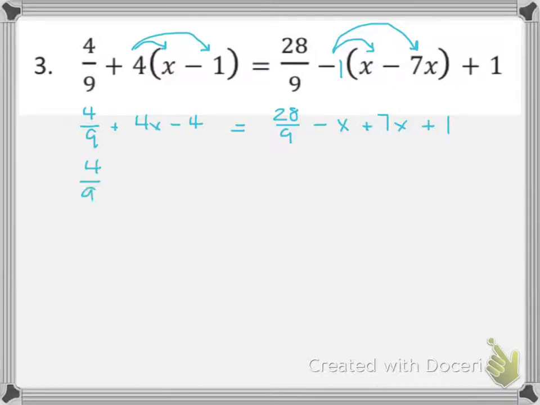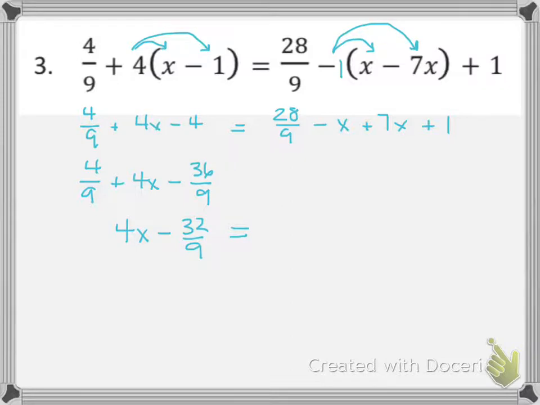So let's just write this again. 4/9 plus 4x minus 36/9. A negative 36/9 is the same as negative 4, but now it's in terms of ninths, so I can combine the positive 4/9 and the negative 36/9 to get a negative 32/9. So we have 4x minus 32/9 on the left side. That's as simplified as I can get it.